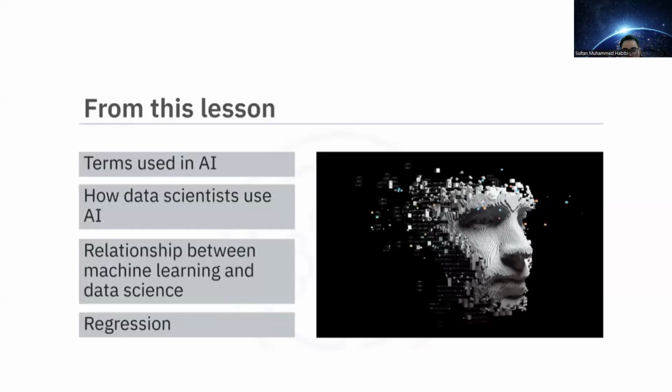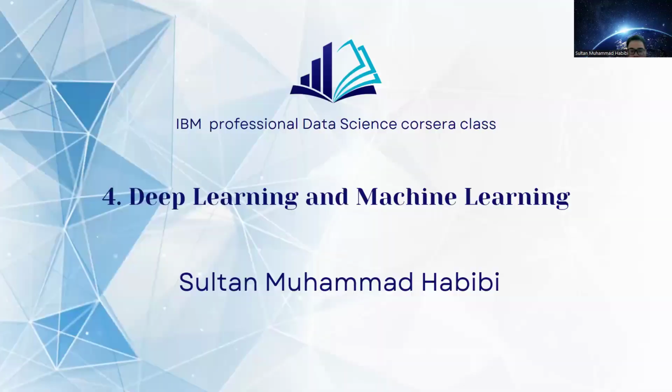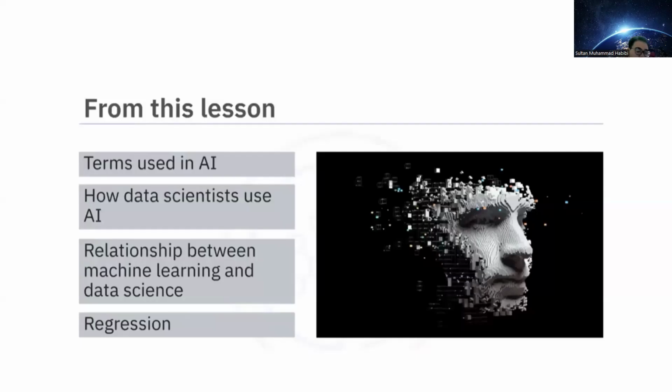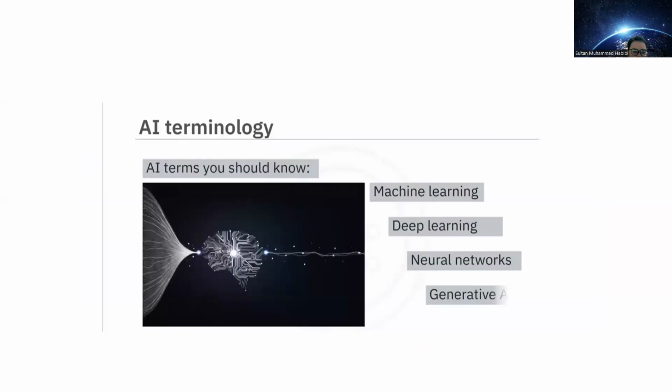First of all, the lessons we learned throughout this class are about terms used in AI, because the chapter was talking about deep learning and machine learning. So of course, it's all about artificial intelligence, how data scientists use AI, the relationship between machine learning and science, and also regression, one of the most interesting algorithms explained throughout the class itself. Okay, first of all, let's talk about the terminology.